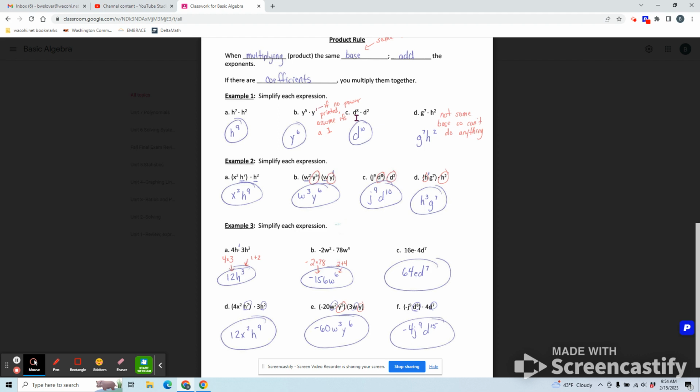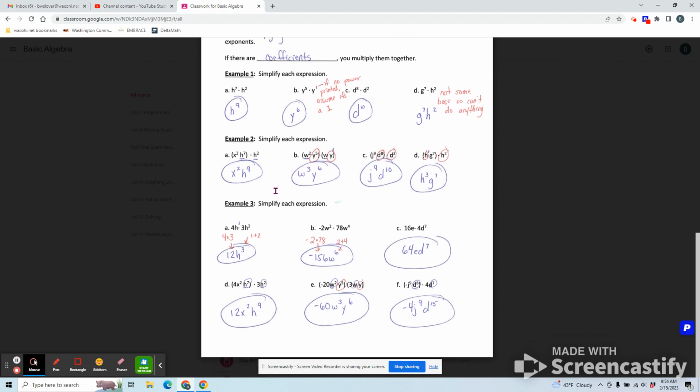Letter C, same thing. I have the same base, a D and a D. I add them together. I get 10. 8 plus 2 is 10. Letter G, these are not the same base. They're not the same letter, so I can't do anything with them. I leave them alone. I don't leave it blank. That means to Mr. Slover that you skipped it. That's not true. Okay. Example 2 and 3 are just getting a little bit more complex on what we're doing.